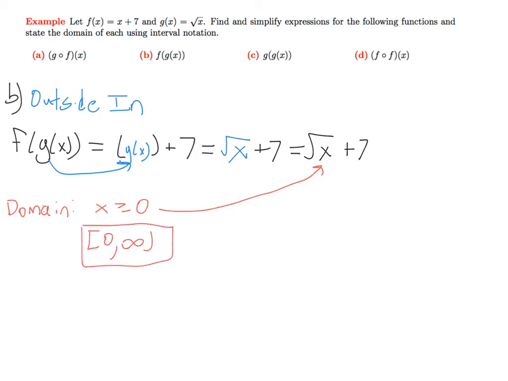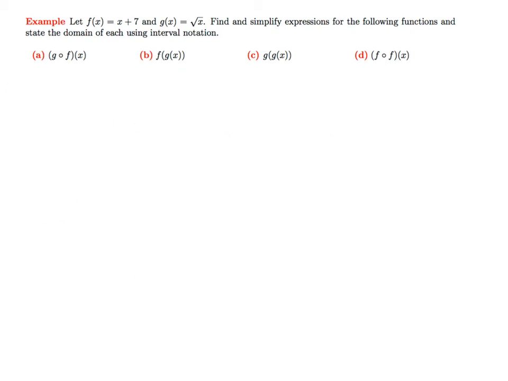Okay, so next let's move over to part C on the next slide. In part C, we're now composing the function g with itself. Okay, so that's fine. We can compose an operation and perform that same operation a second time. So in part C, this is saying g composed with g of x.